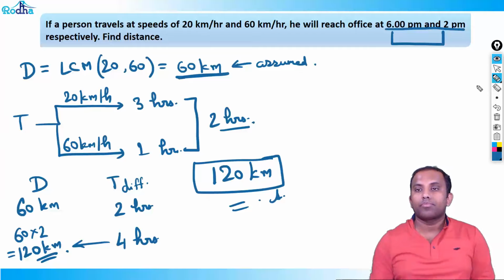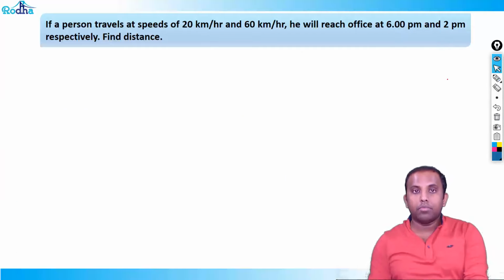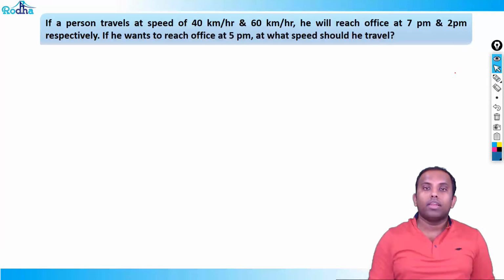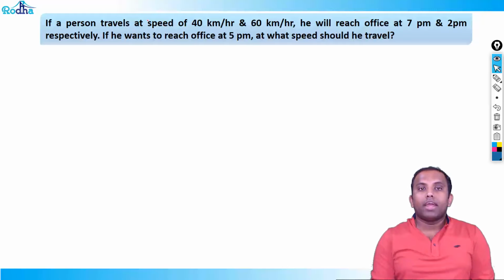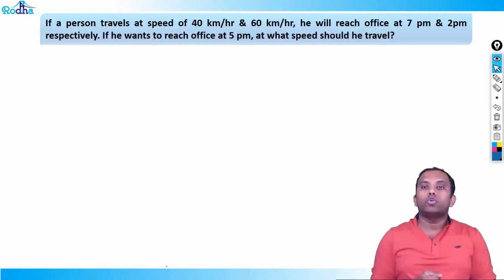Now, a similar question, but a better one than the last question. If a person travels at a speed of 40 km per hour and 60 km per hour, he will reach office at 7 p.m. and 2 p.m. respectively. If he wants to reach office at 5 p.m., at what speed should he travel? You should quickly observe here that the times are 2, 5, 7. Neither is it in AP nor in HP, so I can't apply that funda. So come back to the normal method.